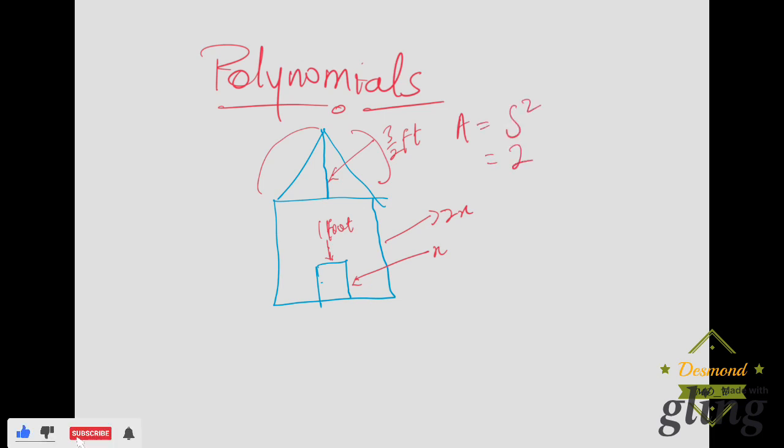So that's going to be 2x squared. That is the area of the square here. With this one, we will get the area to be 4x squared. Now let's try to find the area of the triangle in square feet.